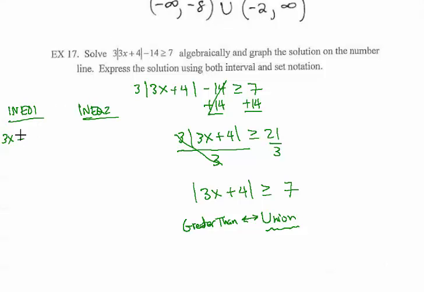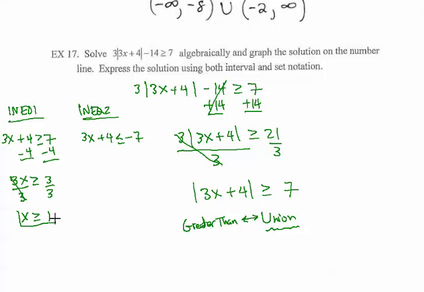The first one, we just drop the bars and write it the way it was given. The second one, we flip the inequality and we make the 7 negative. We solve each one. This is an equal to dash, not a negative, so this is plus 7 minus 4, which gives us a 3. Now we divide by 3, and we get x is greater than or equal to 1. So this is half of our solution.